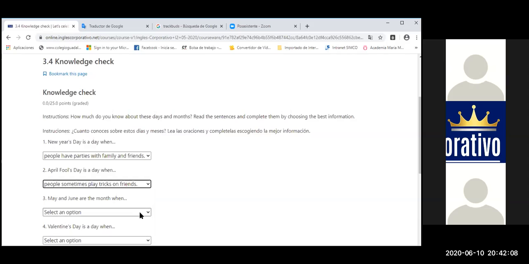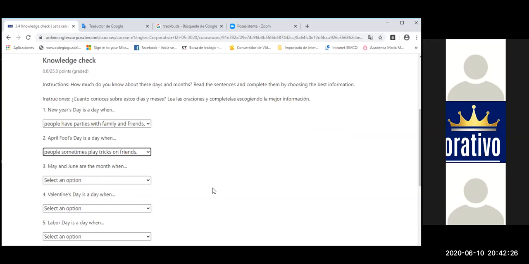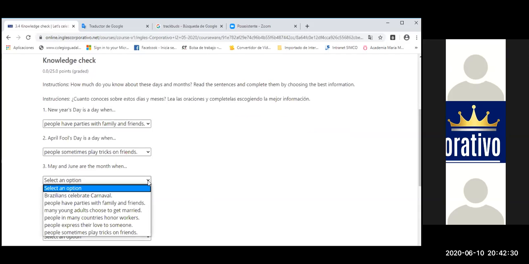We're going to be talking about April Fool's in a bit, but April Fool's is like Día de los Inocentes, but in April. They play jokes on people. It's correct, the answer. Number three: May and June are the months when many young adults choose to get married, maybe? Yes.